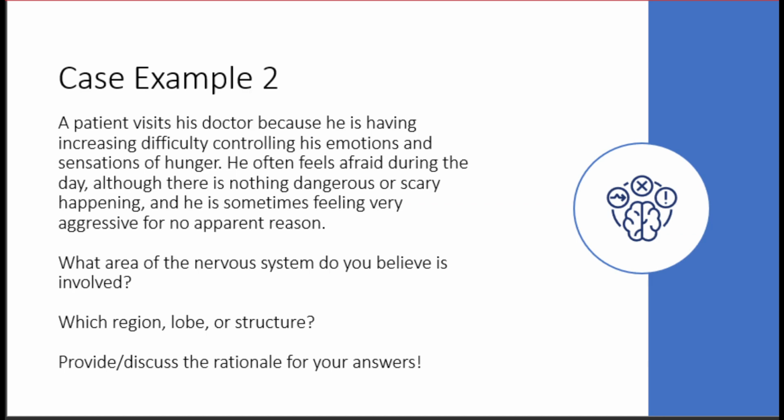A patient visits his doctor because he's having increasing difficulty controlling his emotions and sensations of hunger. He feels afraid during the day, although there's nothing dangerous or scary happening, and he's sometimes feeling very aggressive for no apparent reason. So what area of the nervous system do you believe is involved? And give some detail. Go ahead and pause.